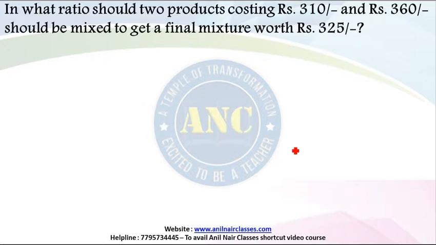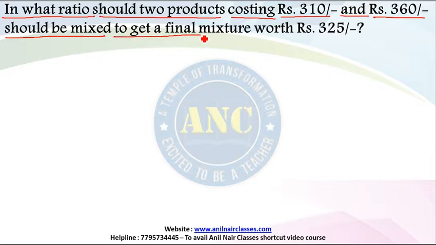Now please see the first problem in alligations. Let me start with a very easy question. In what ratio should two products costing 310 rupees and 360 rupees be mixed to get a final mixture worth 325 rupees?